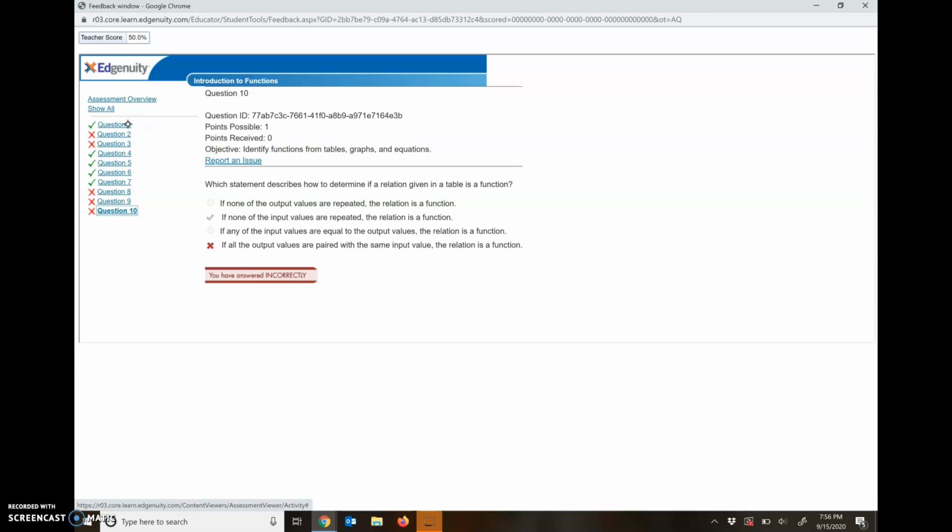Okay, how do we know? Pretty much the whole thing I've been saying this whole video. How do we know if it's a function? If none of the input values, aka your x's, are repeating, then it is a function.